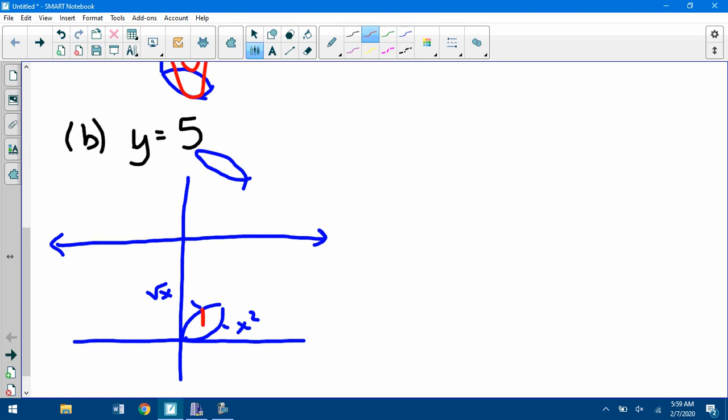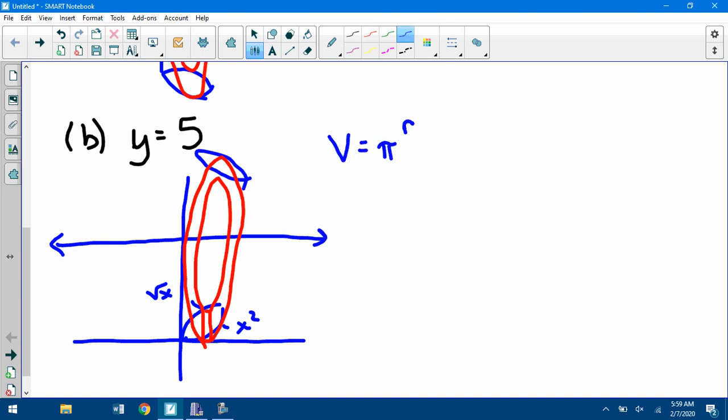Draw your rectangle. There's still going to be a dx rectangle because we're perpendicular to the axis of rotation there. And there's your inner radius, and there's your outer radius. So we still got a washer, obviously. And when I go to set this up, what's it going to look like? It's going to be pi times the integral from 0 to 1.